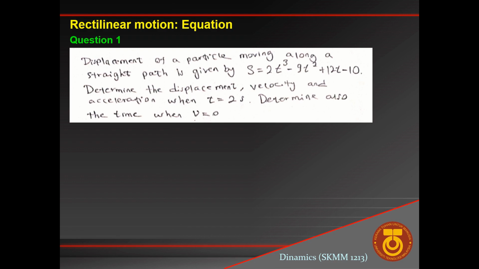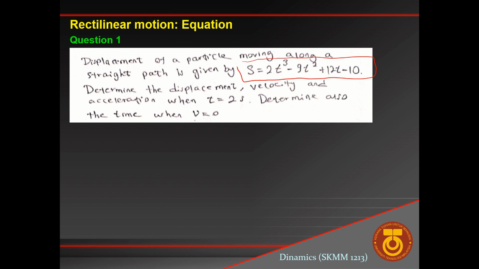For the first example, question number 1, given that the displacement of a particle moving along a straight line is given by s equal to 2t cubed minus 9t squared plus 12t minus 10. Determine the displacement, velocity, and acceleration when t equal to 2 seconds, and also determine the time when v equal to 0.